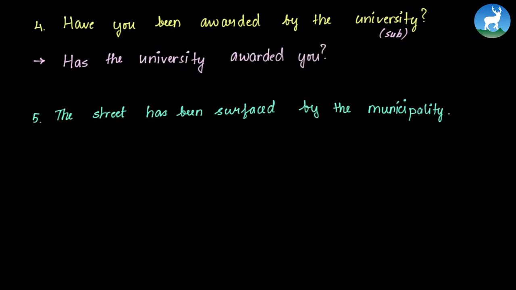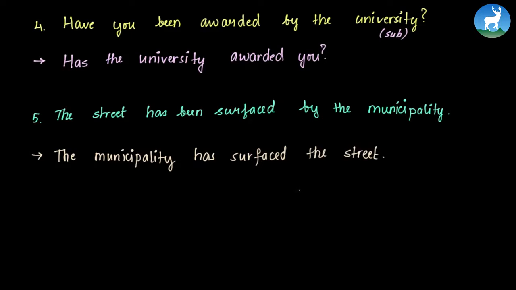The street has been surfaced by the municipality. Now again we have the subject municipality here. So we say the municipality has surfaced the street. Remember, we are not changing the tense of the sentences. So always keep in mind to keep the tense same as in the question. So we say the municipality has surfaced the street. So in this way we change the tense from passive voice to active voice.